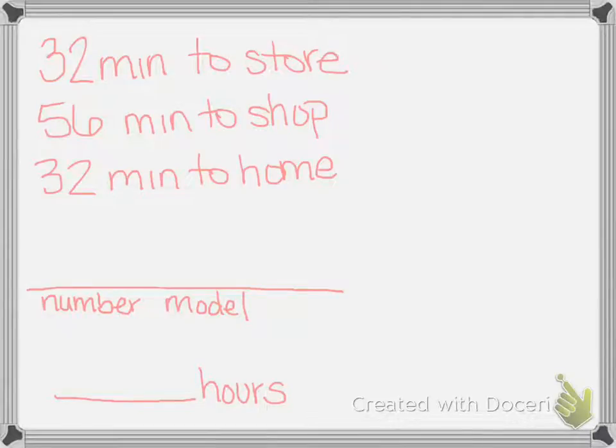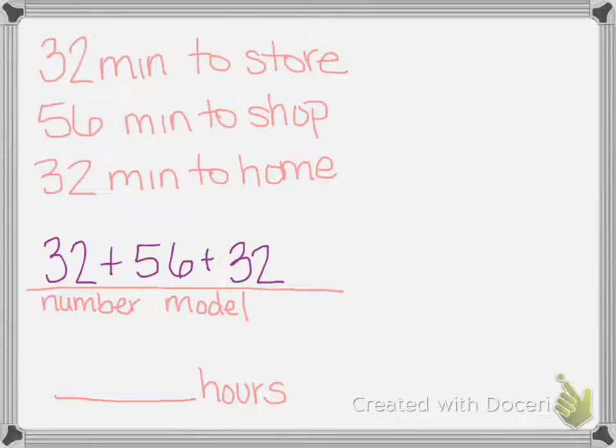Number 1 said it took 32 minutes for Tara to walk to the store, 56 minutes to do her shopping, and 32 minutes to walk home. How many hours was Tara gone? So the first thing we need to do is find how many minutes there are total. So we need to add 32 plus 56 plus 32.